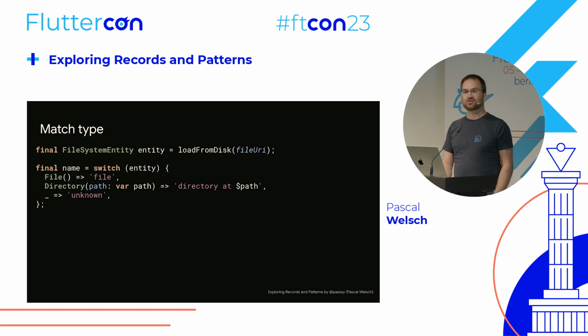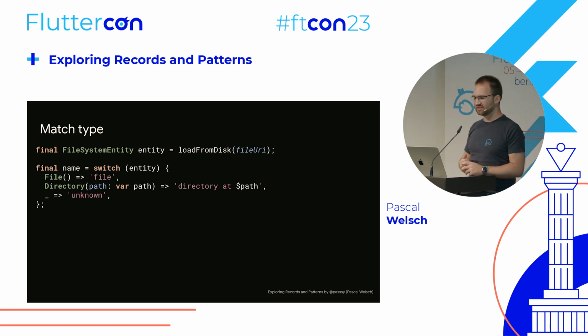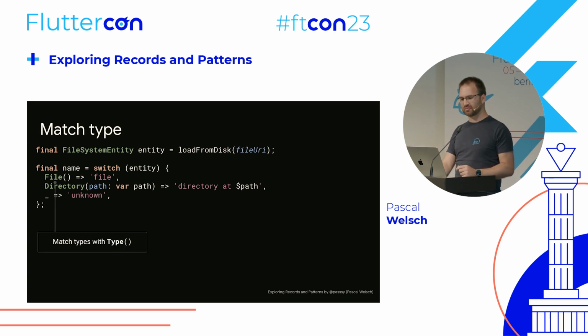We can match different types. If you ever work with a file system, you never exactly know what you get. Either you get a directory or you get a file. We can now use the switch statement to switch those, and depending on the type, so here we are checking the type, we can execute either the one or the other part of the code.